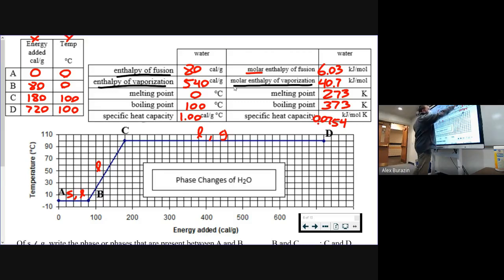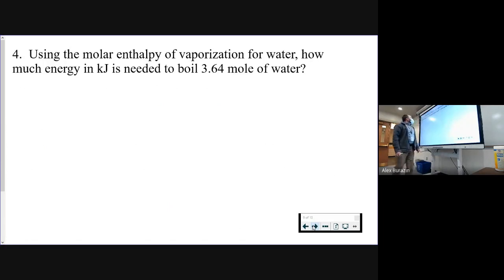But let's use this for number 4. And let's solve for the total amount of energy. How much energy in kilojoules is needed to boil 3.64 moles of water? We are undergoing a phase change. We're kind of, sort of, using this. Kind of. I say kind of because M is mass. Is that mass? It's not. It's moles. But we're going to use the delta H in terms of energy per mole.